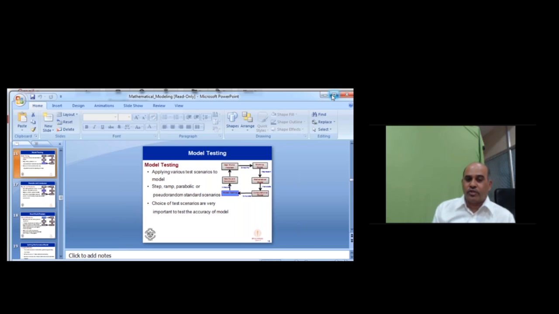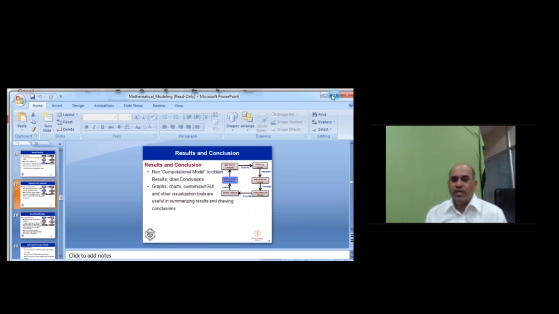Result and conclusion. Once you apply the test scenarios, you will get some result. So meaningful representation of the result is very, very important, as the user wants to see how your model is working. So it's up to you how you are representing your result. Run the computational model to obtain the results and then draw the conclusion. Graphs, charts, even customized GUI and other visualization tools are useful in summarizing your result and drawing the conclusion. It's an art again, how you represent your result and how effectively you communicate how your model is functioning.